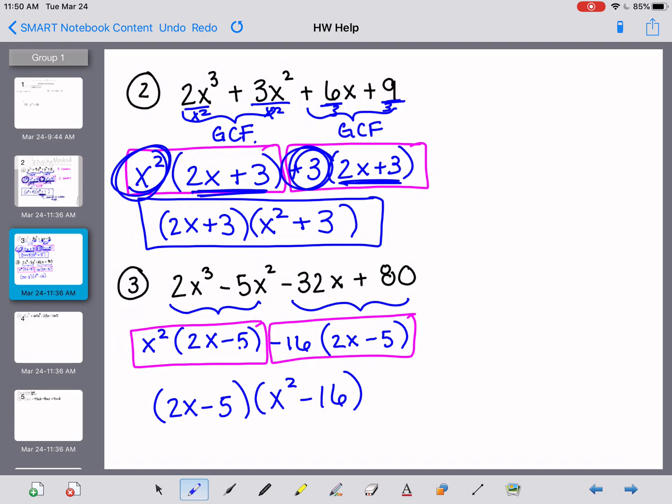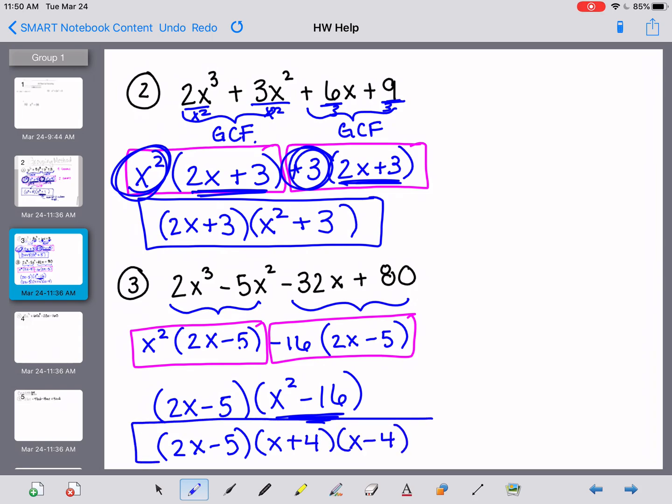If you paused this video and tried on your own, I hope you realize that this x squared minus 16 can go further. It's a difference of two squares. So x plus 4 and x minus 4. As always, it doesn't matter what order those 3 bubbles are in, as long as you have the same 3.